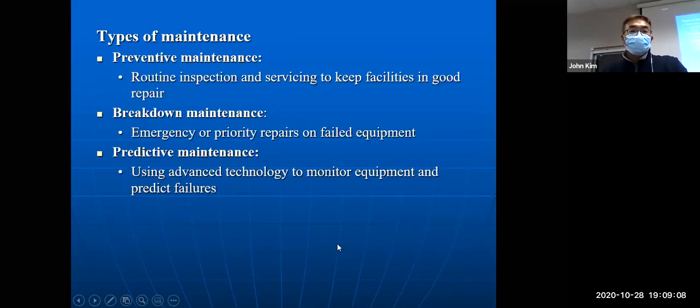Okay. There are 3 types of maintenance: preventive maintenance, breakdown maintenance, and predictive maintenance. Preventive is like when there is a sign, then before breakdown, you change or fix it, and so on. That is preventive maintenance. Breakdown maintenance: when it breaks down, then fix.